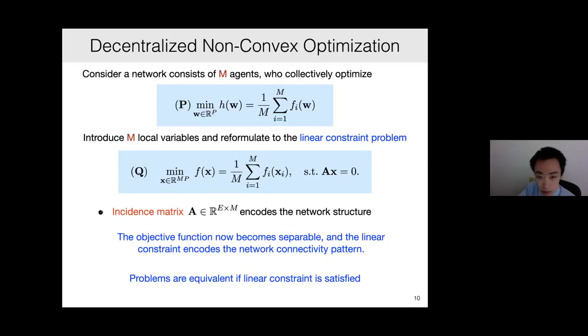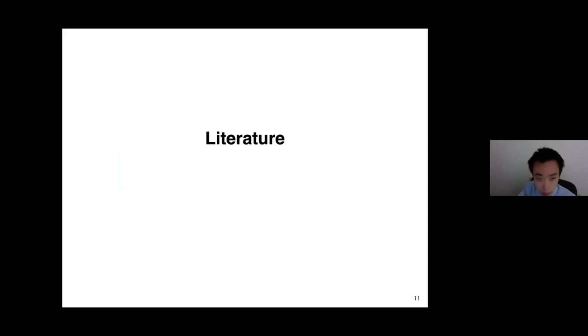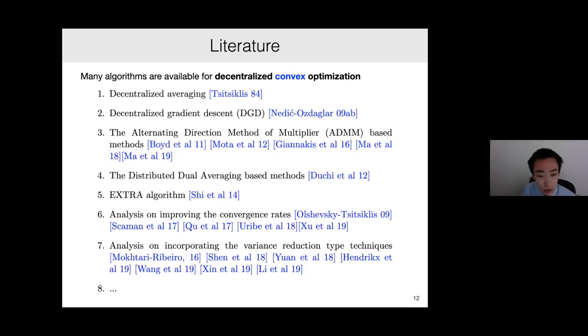So next, let's review some literature on this type of problem. There have been actually a lot of works on convex decentralized optimization since the 1980s, from the very beginning work and going to DGD, ADMM, and many optimization-based or mixing-based methods. And the simplest yet most popular example is the decentralized gradient descent method.